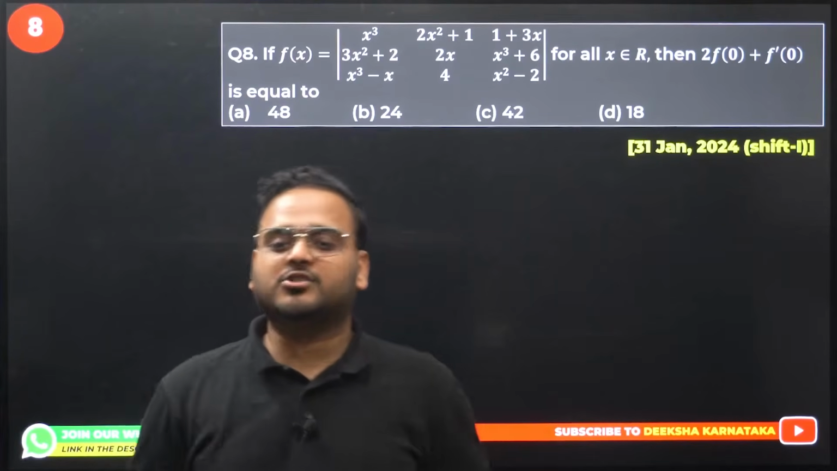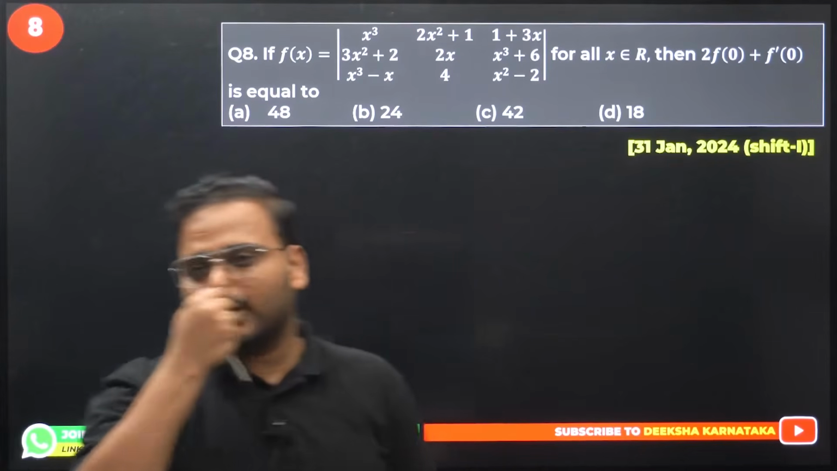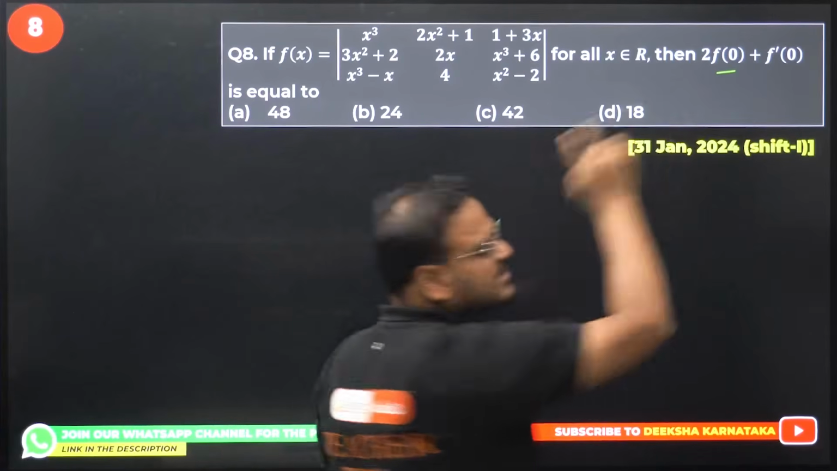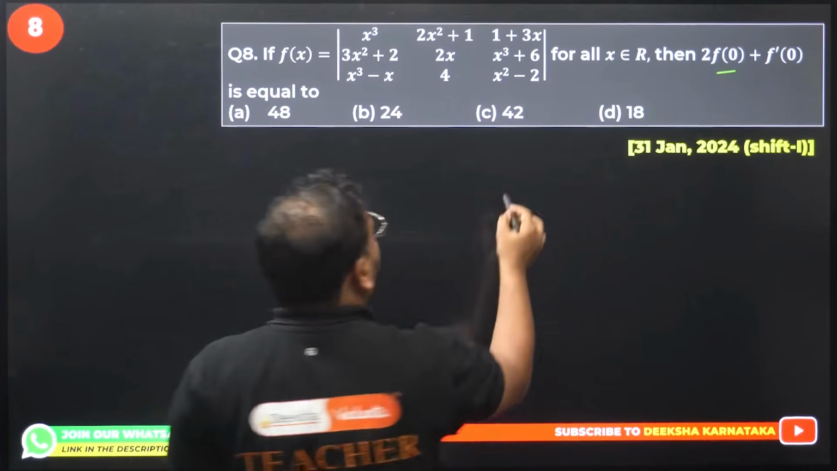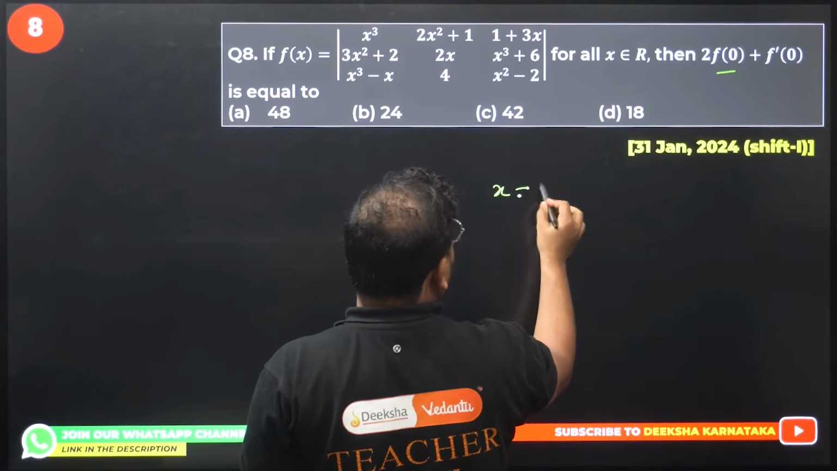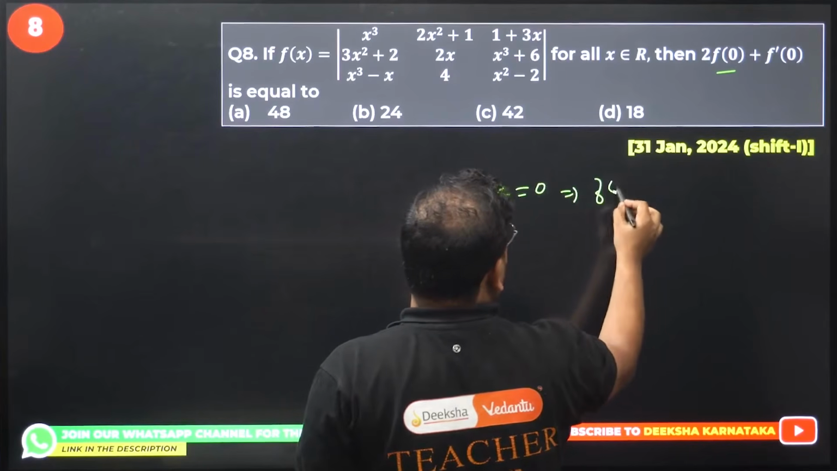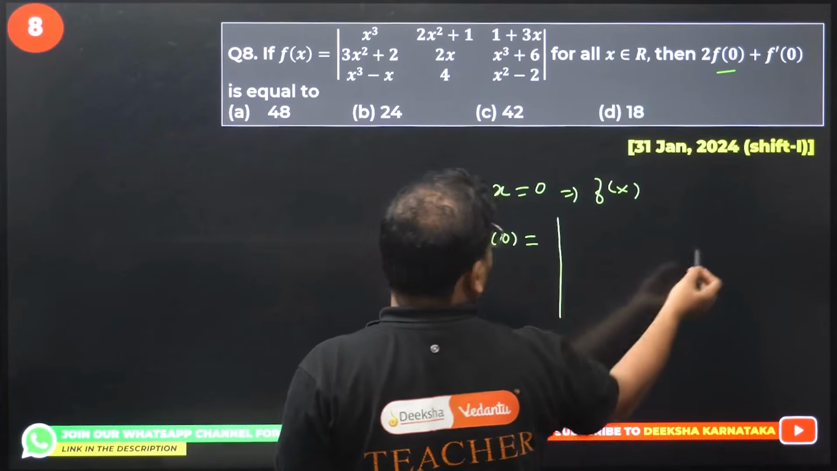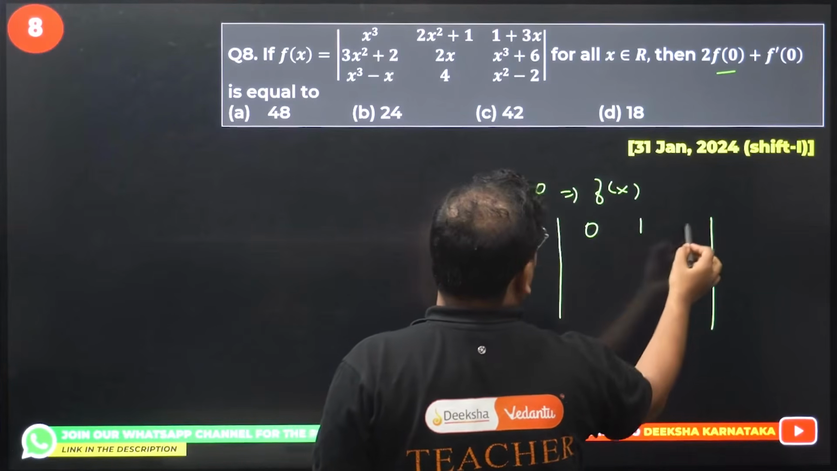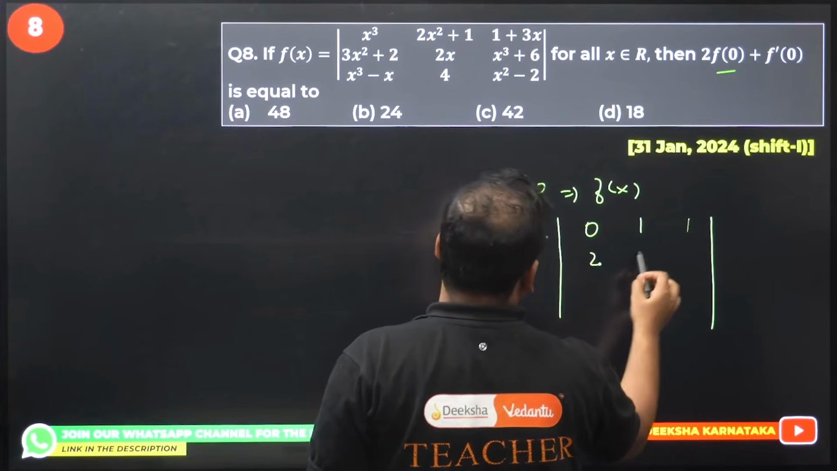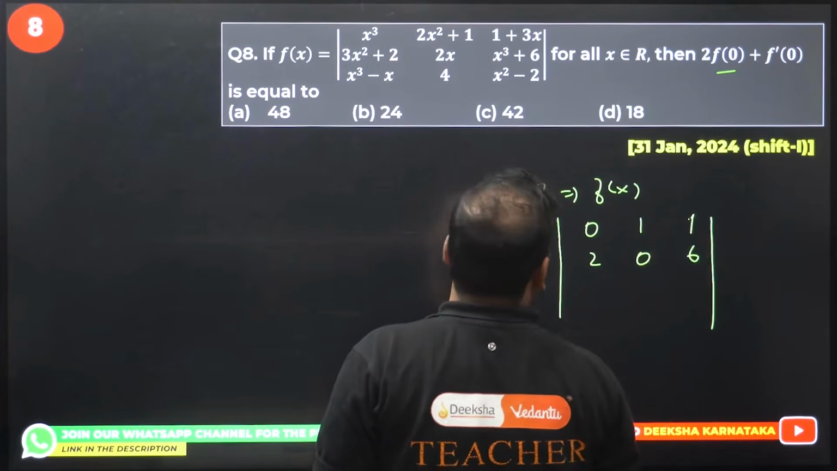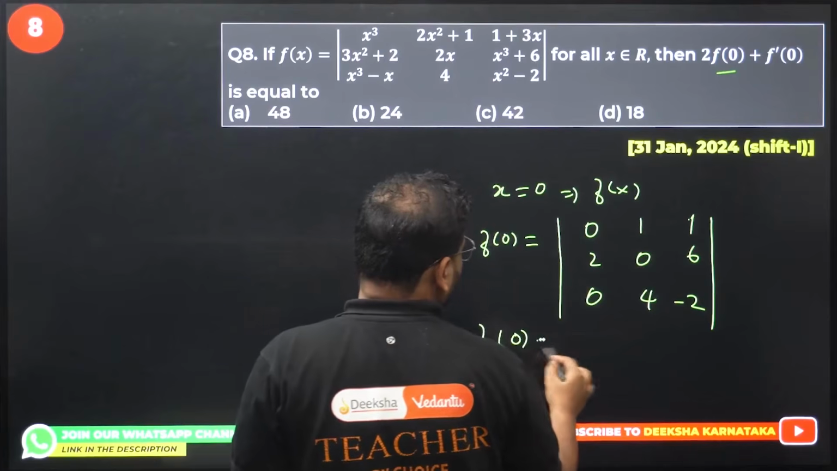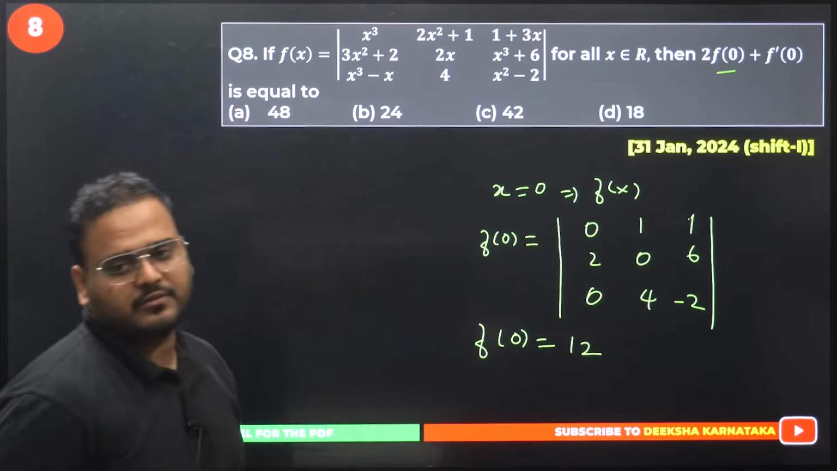So question number 8, who all are solving and giving me the right answer? Can you solve it from your side without my help? This is a simple question, right? f(0) means simply replace x everywhere as 0, right or not? To get the f(0) value, replace x as 0 in the function f(x). So you'll get f(0) something like this. Check this out. You'll have 0 here, 1 here, 1 here, and you'll have 2, 0, 6. Sorry, you'll have 0, 4 and minus 2. Solve it, you'll have this value f(0) as 12, I think. What are they saying?